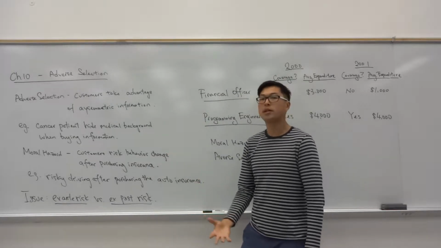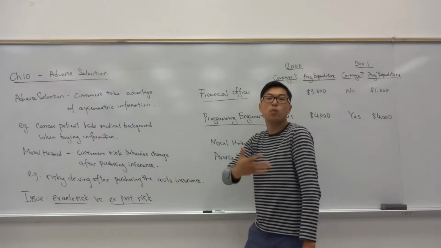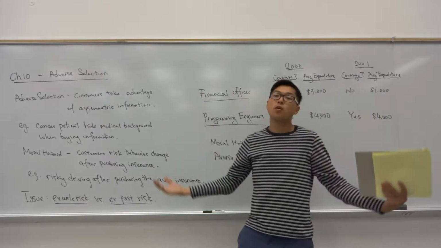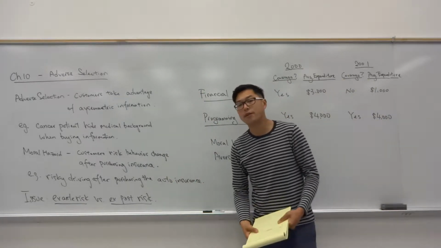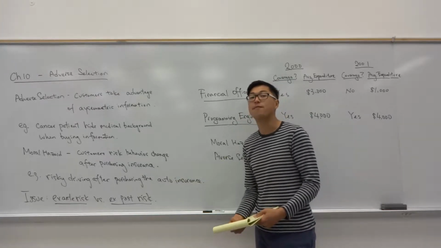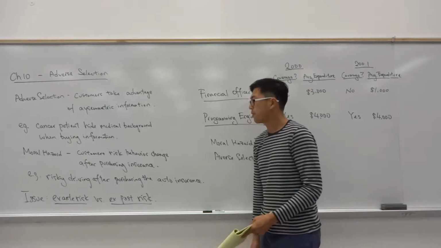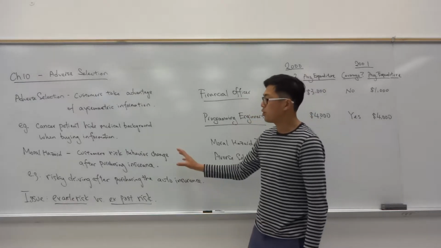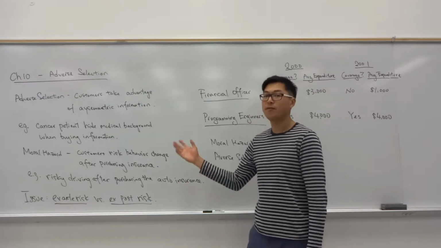It's a big problem because you can imagine it's not only one person who will do that, but every single one in the market is doing this. They are trying to hide as much information as possible in order to take advantage of the insurer. On the other hand, moral hazard is sometimes confused with adverse selection.